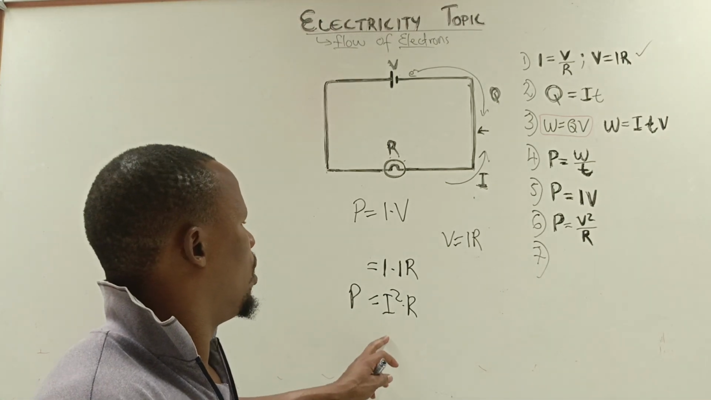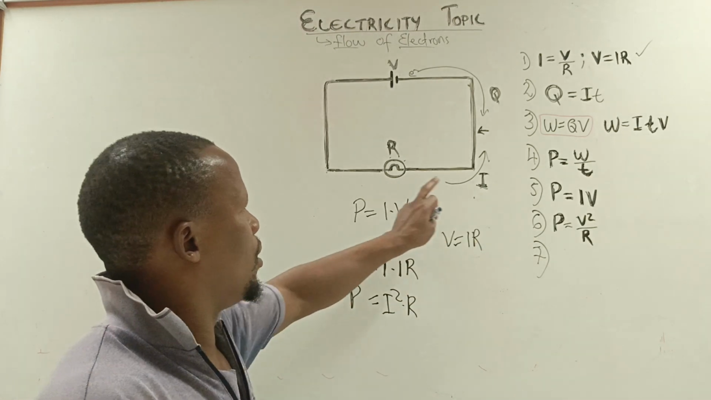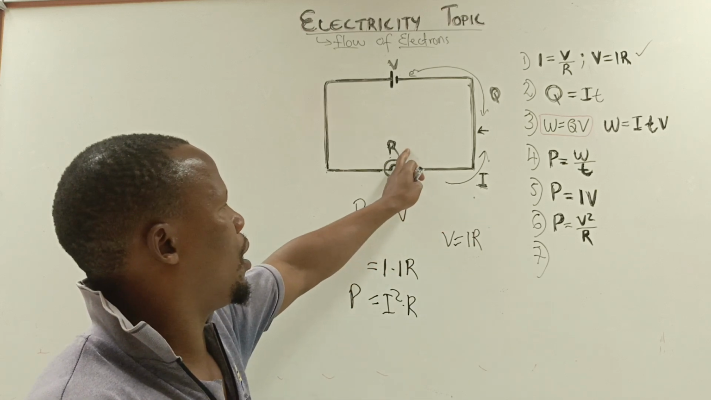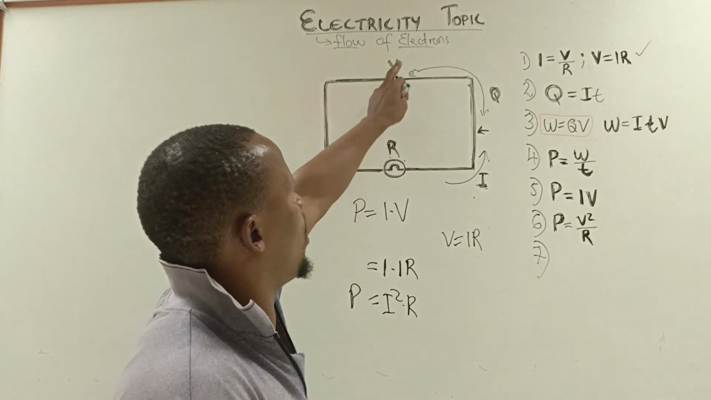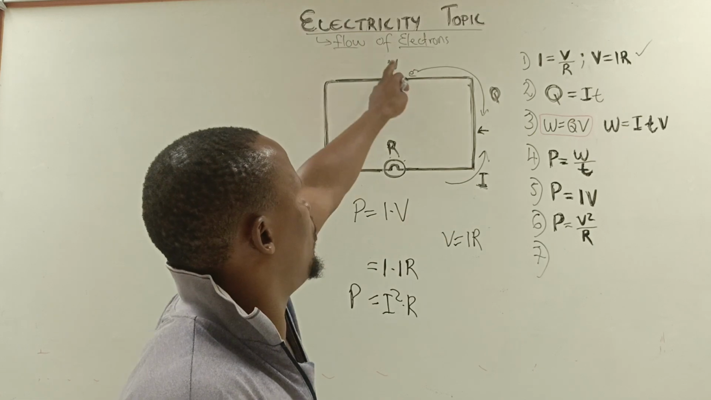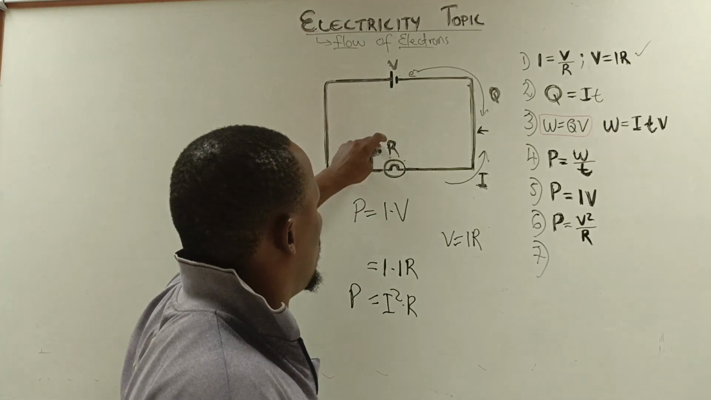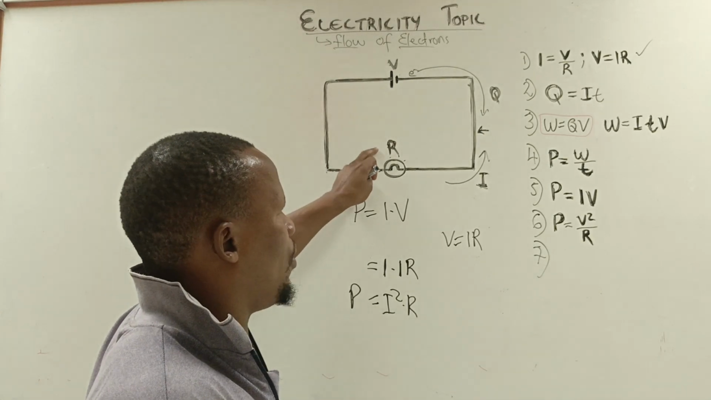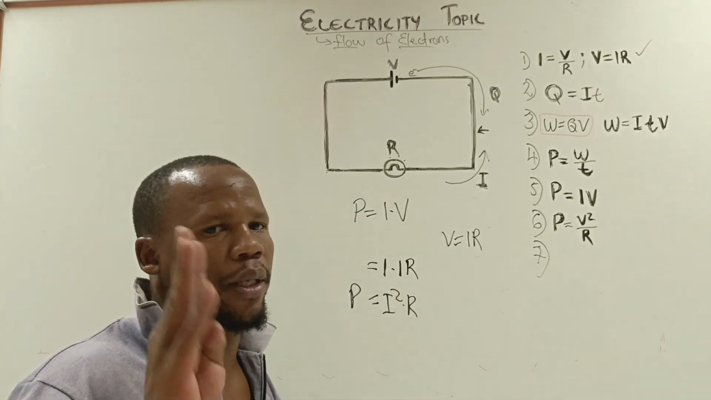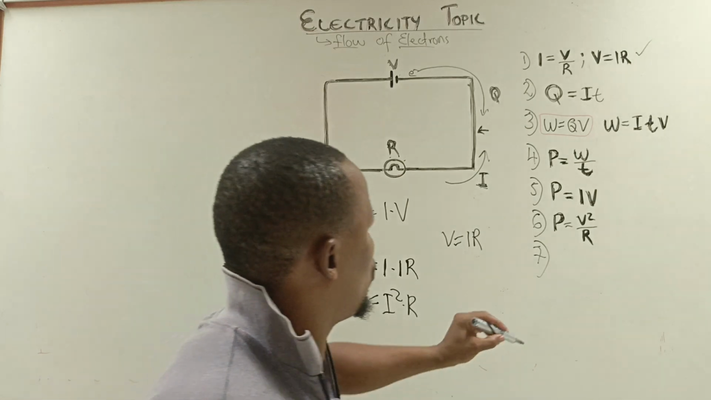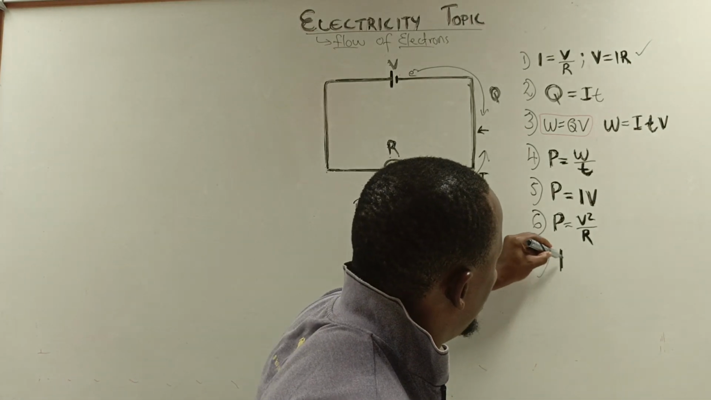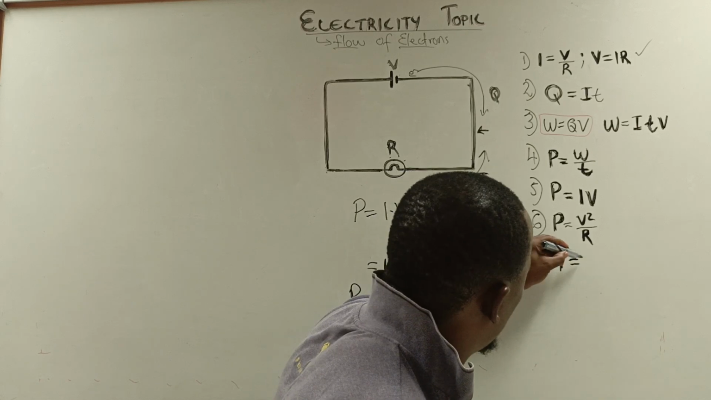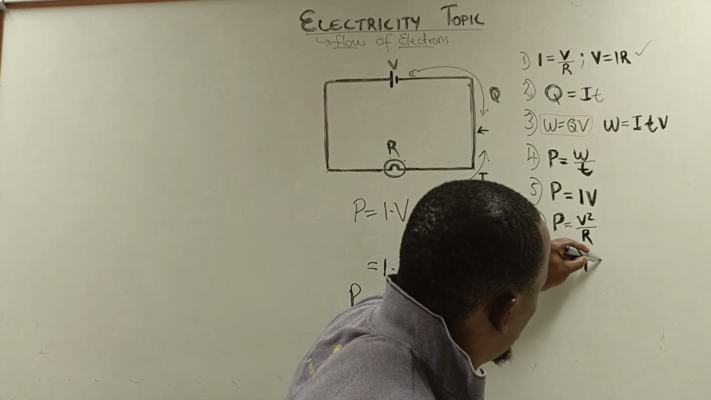So when we are given current and resistance, we square I and multiply by R to get the power. When given V and I, we do IV to get the power. When given V and R, we want power as V squared over R. All of them give the same answer. So we have our formula number 7: power is equal to I squared R.